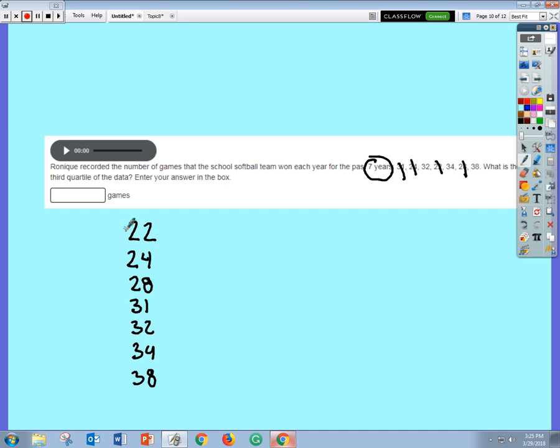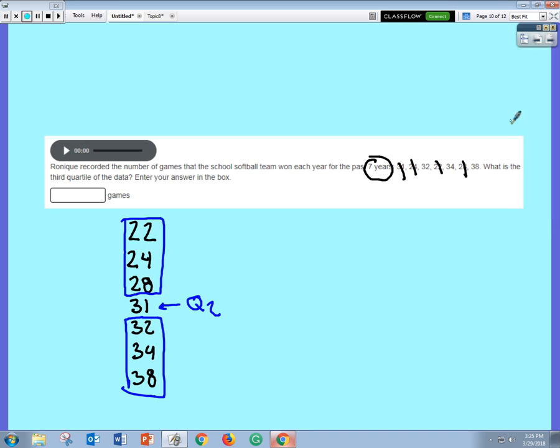We want to cut this. There's my first quartile. There's my Q2, my median of the entire data set. Here's my upper half. We're looking for, what are we looking for again? Isn't it quartile 3? Here's quartile 1. Quartile 3 would be right here. That is 34. 34 games.